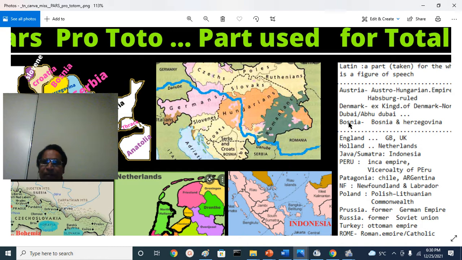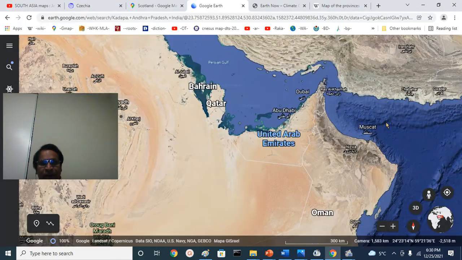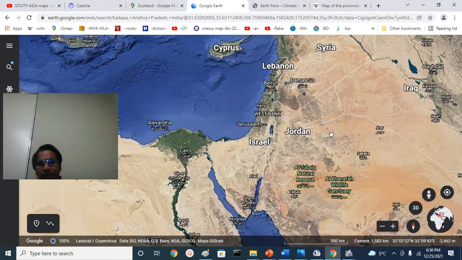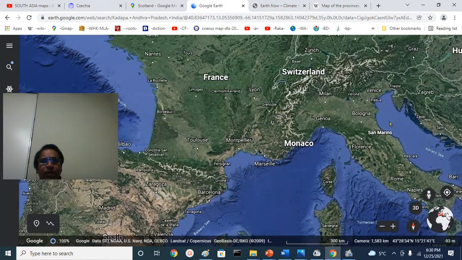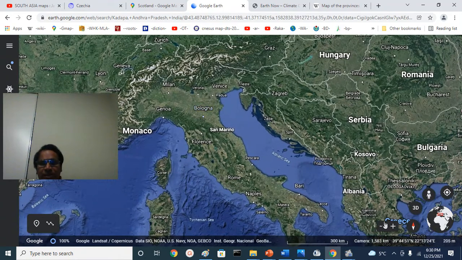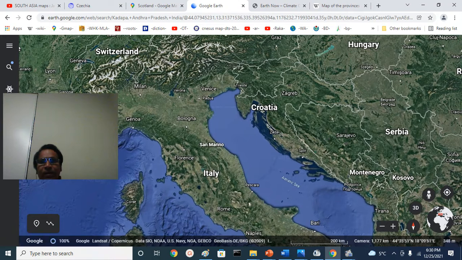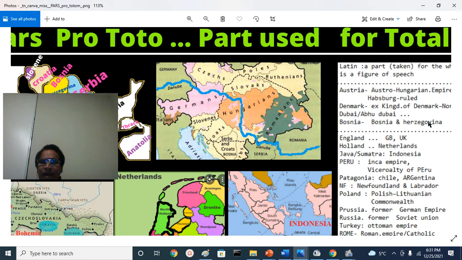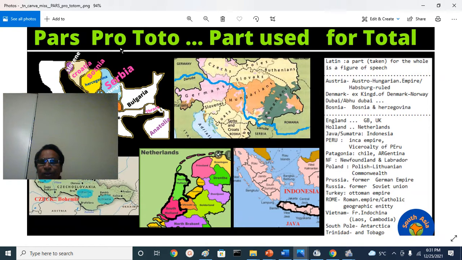And people sometimes use Bosnia, a country, to represent two important regions. Actually, the name of the country is now Bosnia-Herzegovina. That is the totem. Bosnia and Herzegovina is a country that used to be part of Yugoslavia. Yugoslavia means the southern part of the Slavic countries. This is Bosnia and Herzegovina. Bosnia is only a part of a country called Bosnia-Herzegovina. So the pars, Bosnia, is used to represent a totem called Bosnia-Herzegovina. That is the pars used for toto.